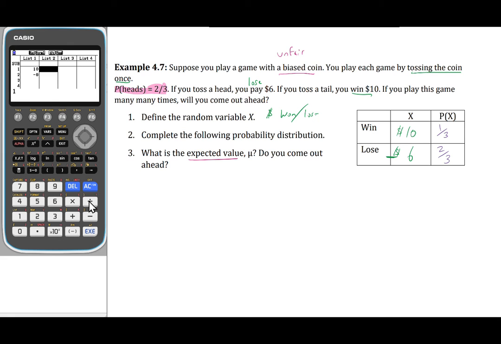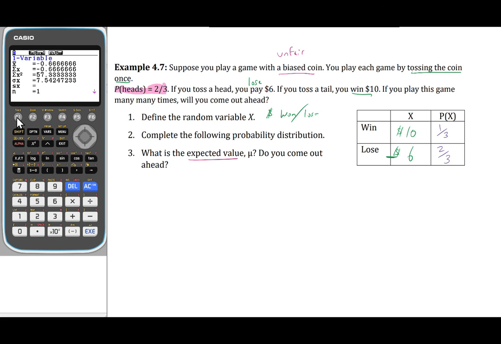The probability of winning is 1/3, so 1 divided by 3. The probability of losing is 2/3, so 2 divided by 3. And now we have our values here. I'm going to press F6 twice. Now we've done this for the first two examples. The setting is not going to change. Once we press calc, we don't need to worry about checking the settings for every single time. But again, we want to make sure that we're using the x variable as list 1 and the probability or the frequency as list 2.